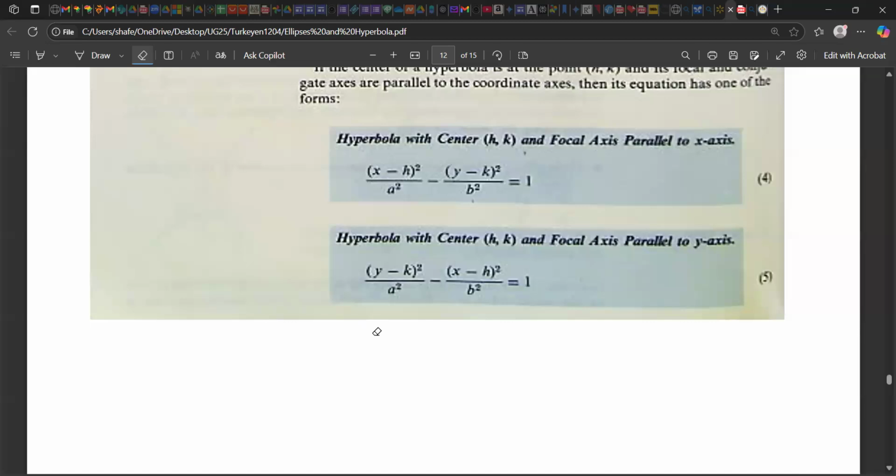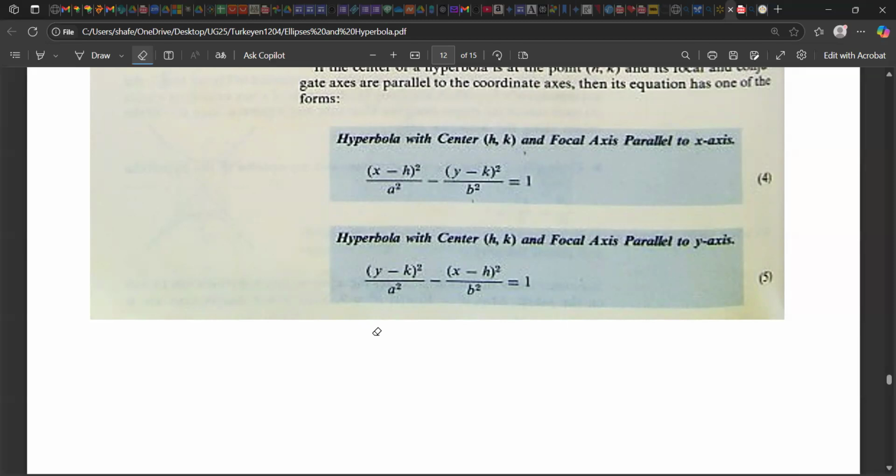Actually, this is the equation that holds when the hyperbola has a center of (h, k), right? So again, you don't have to memorize them, but you have them in your formula sheet. Working with them over and over, they become second nature to you, right?